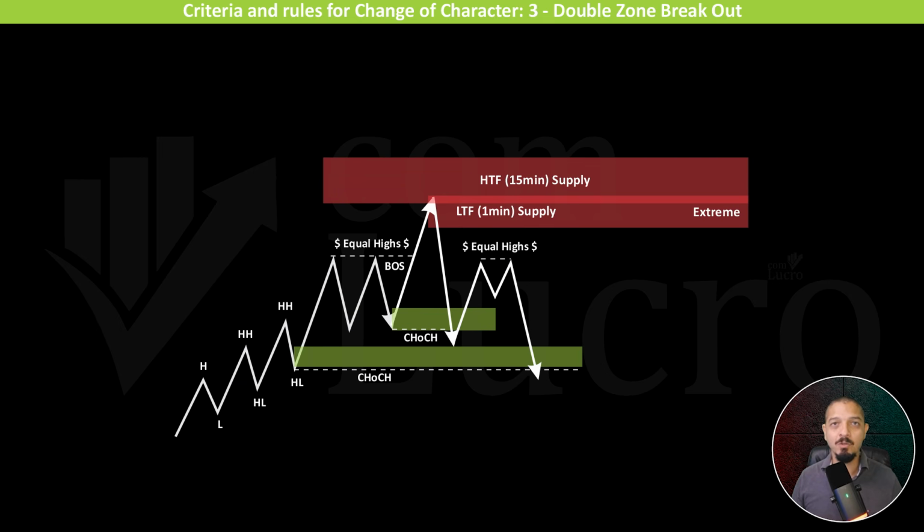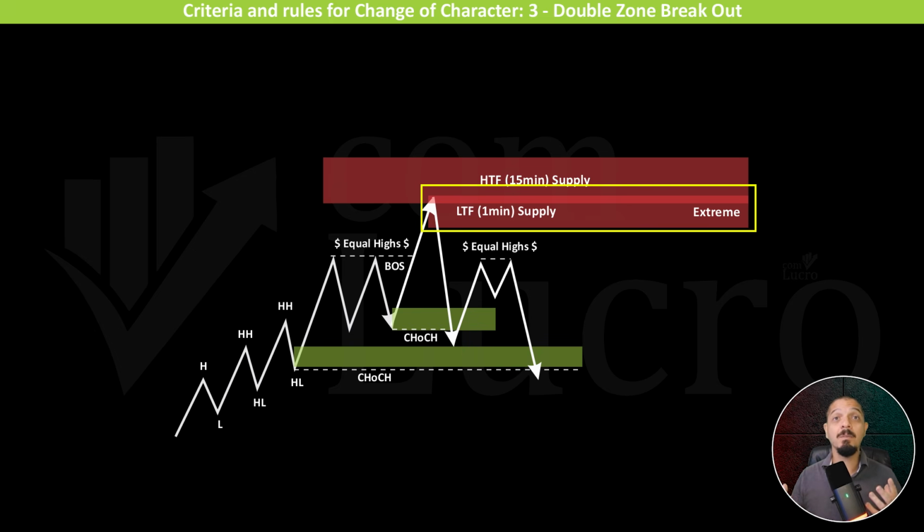Now, let's explore another possible scenario of a double zone breakout that you might frequently encounter in the market. Once again, we have the same scenario with only one difference. The price couldn't break through the second demand zone with a single downside movement. We see that the price broke through the last demand zone and created this supply zone at the extreme.